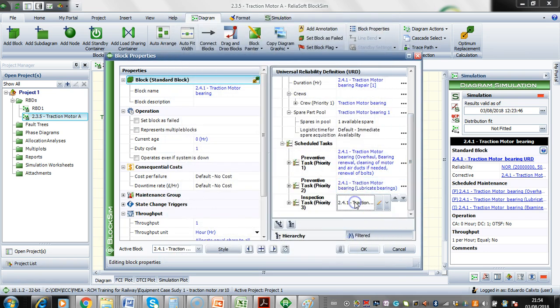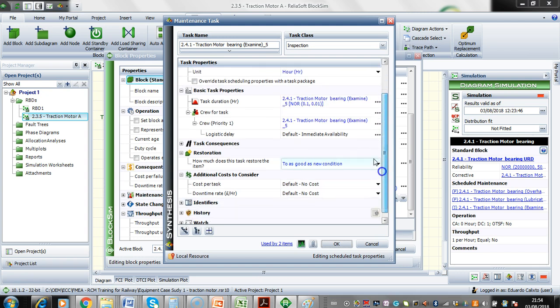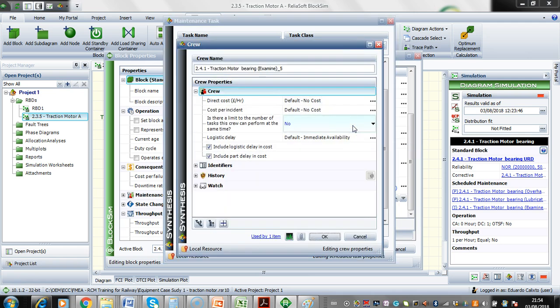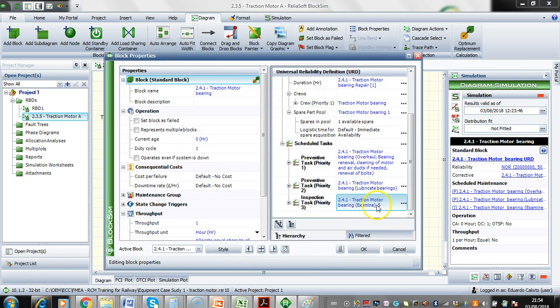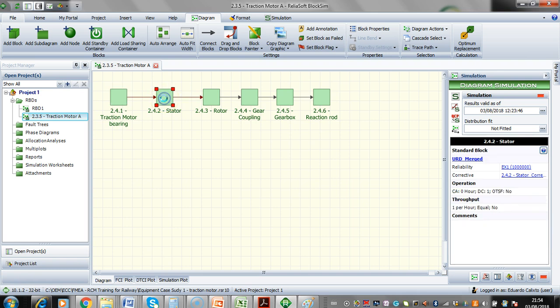The further task is an inspection, a visual inspection to just take a look at the bearing every 1,206 hours, so also very fast, with the mean and standard deviation of the task duration. And we will probably have some cost associated with this inspection. Let's check. There is no cost associated. That's a visual inspection, so personnel cost was not included here. Okay, so that is the traction motor.